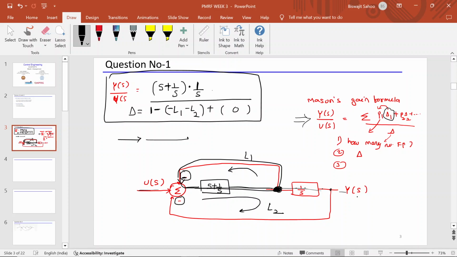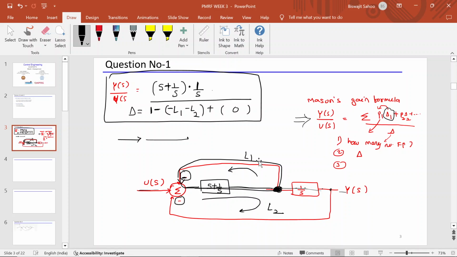Here P1 is the only forward path, whose gain is s plus 1 by s into 1 by s. You have to check whether the loops L1 and L2 are touching that forward path or not. If a loop is not touching, then it will be counted in delta 1. Of course, delta 1 is a part of delta. I'll show you how to go to a complex problem and find that. I think you should know how to solve this basic problem.